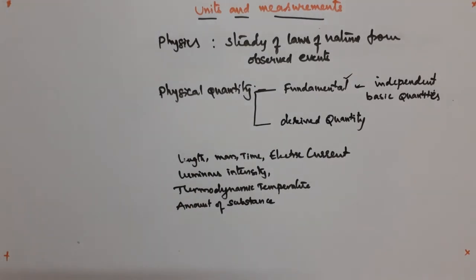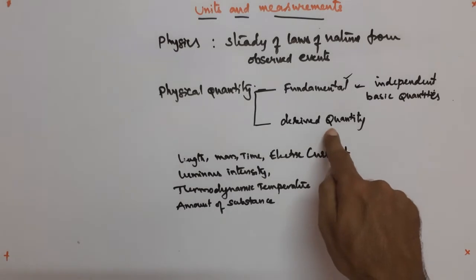Total 7 fundamental quantities. So what are the fundamental quantities? The physical quantities which cannot be further resolved into any other physical quantities, or the physical quantities which are independent of other physical quantities, are called as the fundamental quantities. These are also called as the basic quantities. And the second one is derived quantities. The physical quantities which are dependent on fundamental quantities.